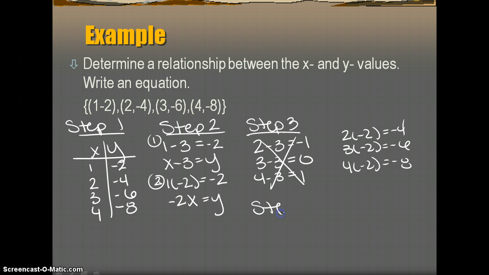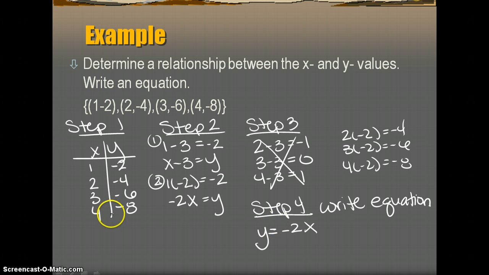So the final step is to write the equation. And in this case, our equation is that y is equal to negative 2x. Once you have an equation, you could actually decide to continue on your t-chart and plug in like a 5 and get negative 10, because 5 times negative 2 is equal to negative 10.